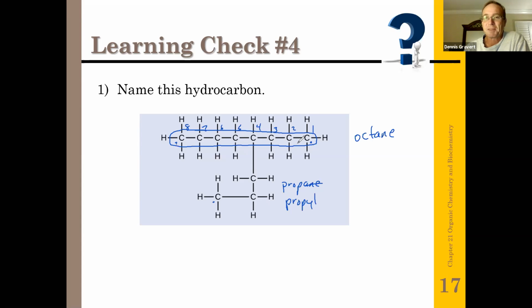Okay, let's finish naming this. Got the parent, got the branch. There's only one branch. It's coming off of carbon number 4. So on carbon 4 of the parent, there's a propyl group attached to the parent name octane. 4-propyloctane is the name of that molecule.